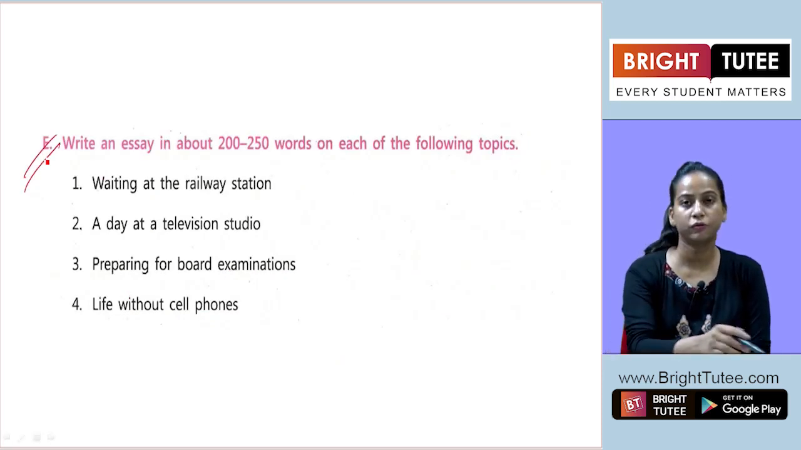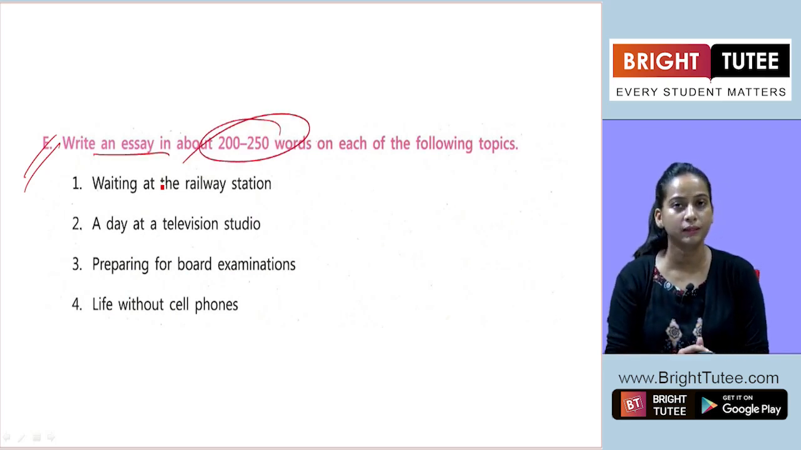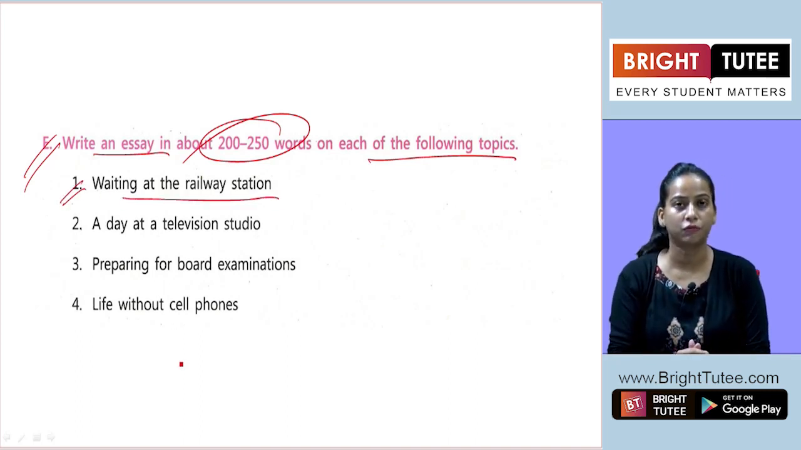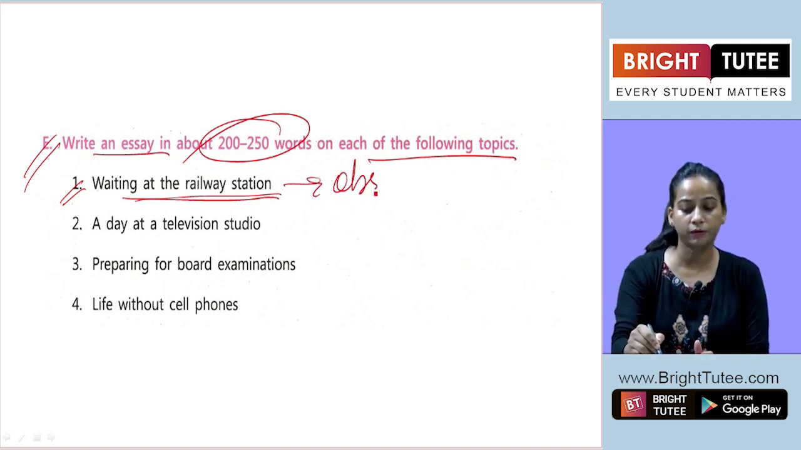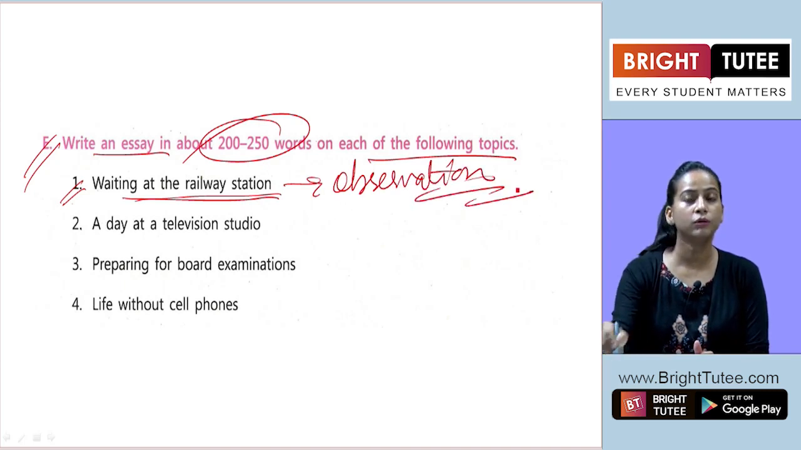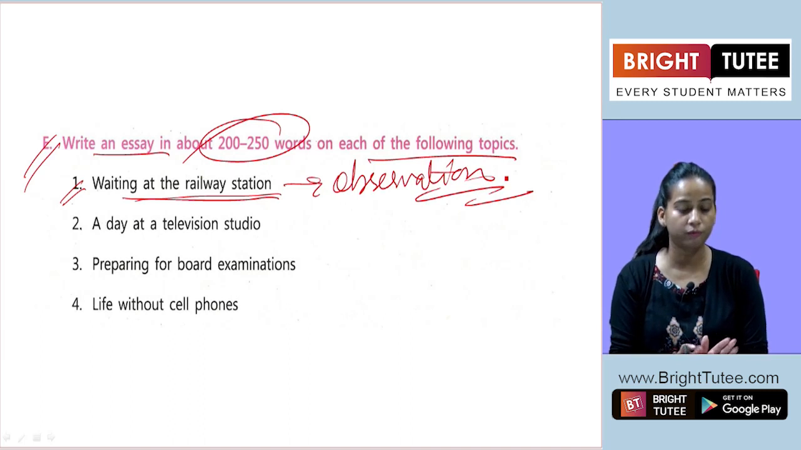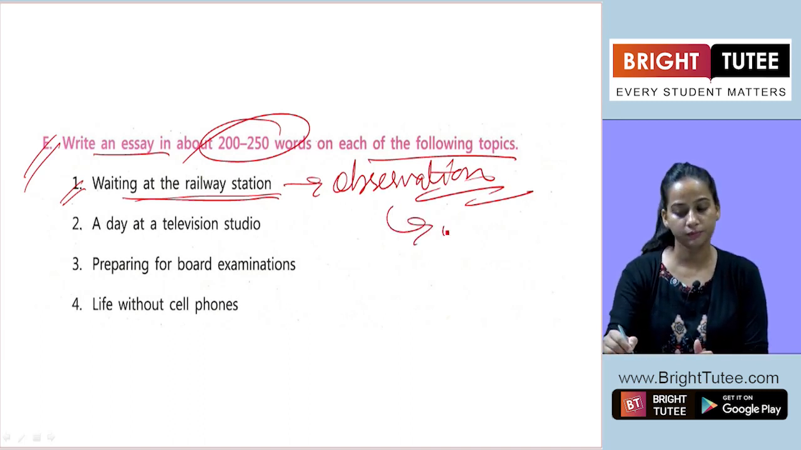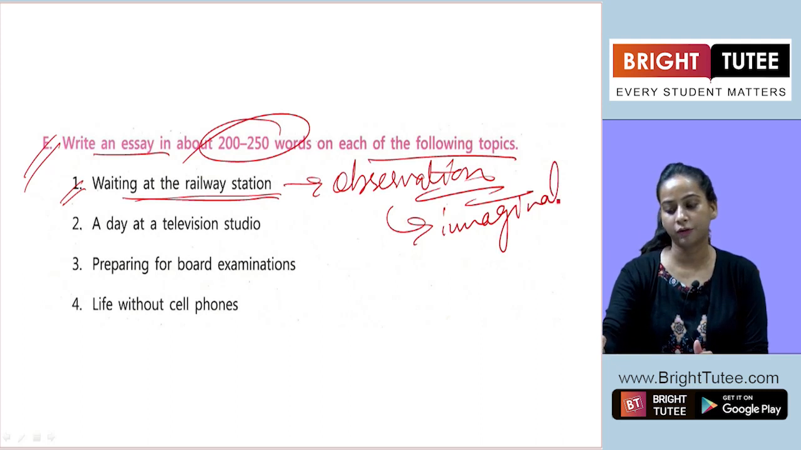Now we are going to take another question based on the same essay writing. Here they have asked you to write an essay in about 200 to 250 words on each of the following topics. First one, waiting at the railway station. So while you are going to start with the intro of the topic you have got, you are waiting at the railway station. Here you just have to imagine all the things, like when you are waiting at the railway station, what are the different things going on, what is your observation. So your observation of being at the railway station is going to play an important role in that. Although if you have never visited one, you have to work on your imagination here.